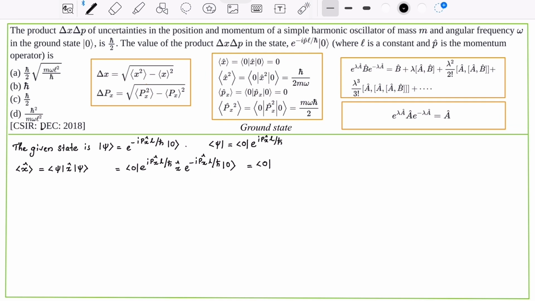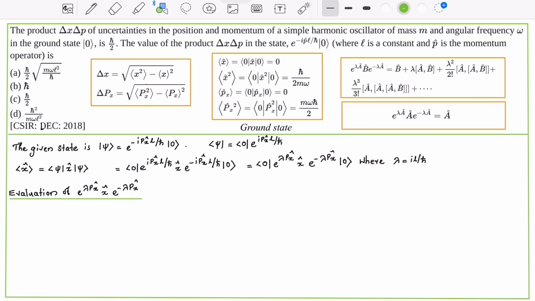Now we can write it as ⟨0|e^(λpx) x e^(-λpx)|0⟩, where λ is equal to iL/ħ. Now let us evaluate e^(λpx) x e^(-λpx). For that, use the standard relation e^(-λA) B e^(-λA). Let us evaluate it, then resubstitute, and we will get the expectation value of x.